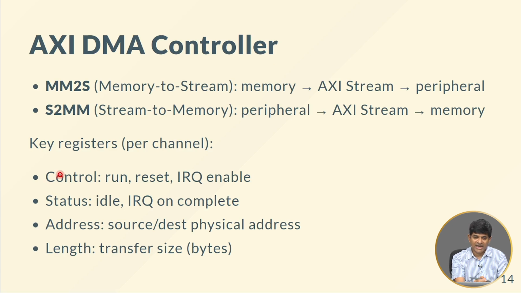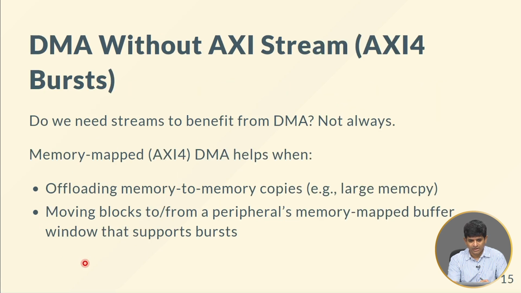So, as usual for all the devices that we have seen so far, there are typically control and status registers, which are very common. It's a common design pattern used for pretty much any kind of peripheral that needs to interface with a memory mapped system. Apart from that, the main things that we really need are the source and destination physical addresses, and the length of the transfer, usually in bytes.